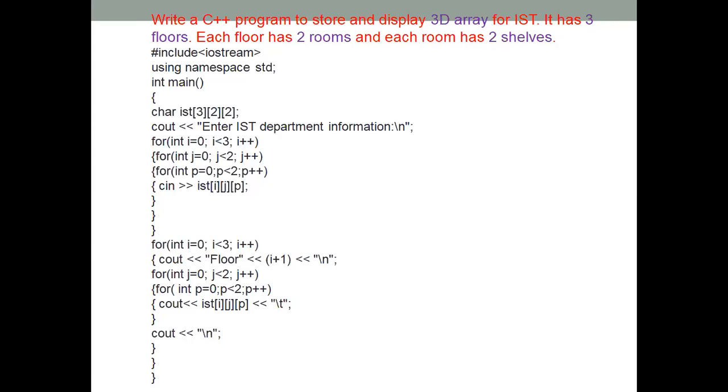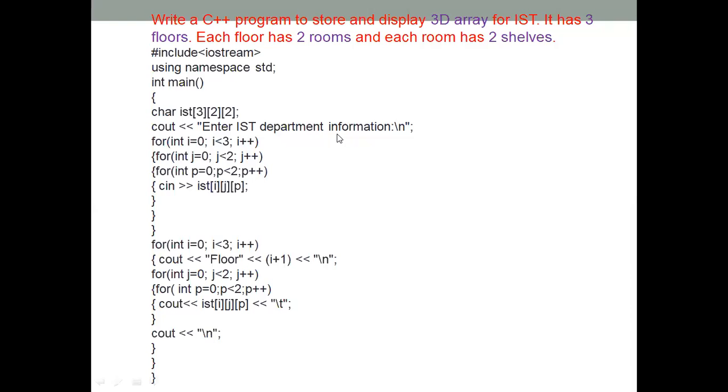Here they declare it as a character, so you can enter A, B, C, D or something, because char is there, you already know you can enter ABCD. So when you run this program, it shows enter IST department information. This is the first. So for example, since you declared the character, you can enter ABCD. How many times you have to enter is determined by multiplying here: 3 times 2 equals 6, 6 times 2 equals 12. So you have to enter 12 characters.